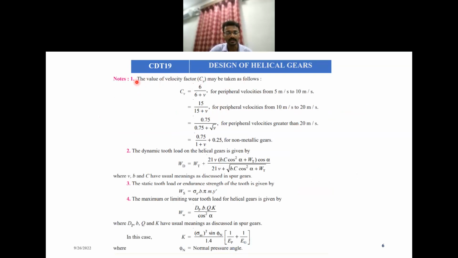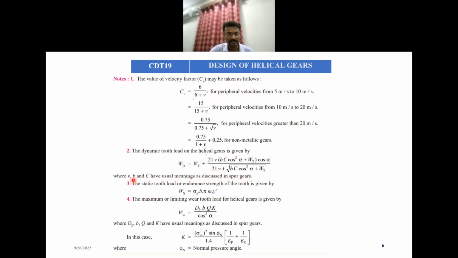Coming to the procedure, we may have to proceed like this. The value of velocity factor will be taken like this for different velocities. For velocities between 5 meters per second to 10 meters per second, we will be taking Cv is equal to 6 by 6 plus V. Now, for varying velocities we will be taking like this. The dynamic tooth load of helical gear is given by WD is equal to WT plus this value, where V, B, C have the usual meaning as discussed in spur gears.